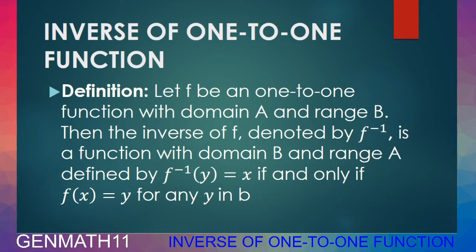Kunwari ay meron tayong specific na domain at saka range. So yung domain natin sa original function, or sa one-to-one function, is the same as the range of the inverse. Yung kabaliktaran ni one-to-one function. So yung domain B ng inverse ng one-to-one function ay range ni one-to-one function. Kumbaga, yung domain A at range B ng one-to-one function, kapag in-inverse mo yung one-to-one function, pagpapalitin mo lang sila, or kabaliktaran yung value nila. Yung range natin sa one-to-one function, siya ang domain sa inverse of one-to-one function.